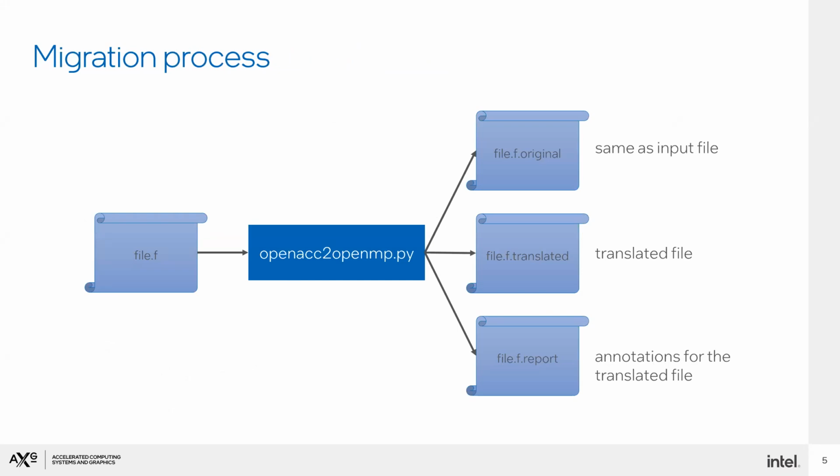So this is a very simplistic drawing of the migration process. Basically, we have a number of input files which are passed to the Python script. It generates three files out of the input file. It generates a copy of the input file just for the sake of having a backup. Then we generate a translated file, so we can compare these two in order to see what has been added into the code. And then the tool also generates a report with some annotations for the translation of the file, right? For instance, there are some notes or warnings regarding the kinds of constructs that have been found in the code. So it can warn you whether there is something specific that you should check in the code.